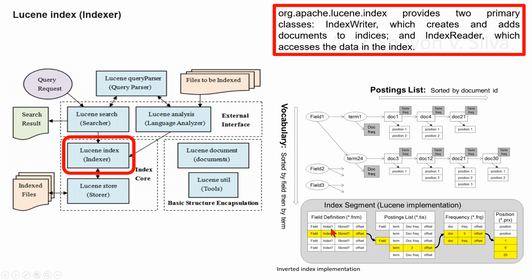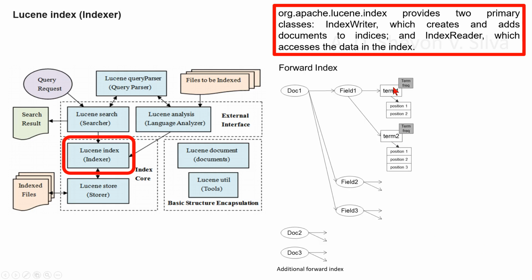Field, whether indexed and stored, and offset. This record is connected to this line, which is connected to field here, posting list, field term doc frequency, offset here 2, and it's connected to frequency here as a doc frequency, and offset here, here it is 3, and this is connected to position here, 1920 here.